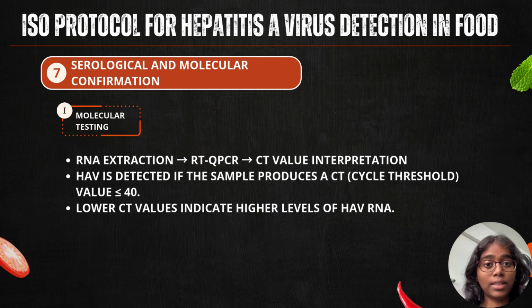The seventh step is serological and molecular confirmation. For molecular testing, firstly, RNA is extracted, then RT-qPCR is done, and then the CT value is interpreted. CT value is the cycle threshold value. Hepatitis A virus is detected if the sample produces a CT value less than or equal to 40. Lower CT values indicate higher levels of hepatitis A virus RNA.